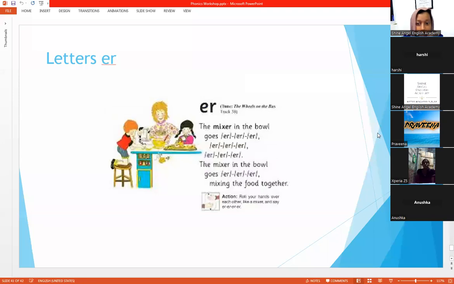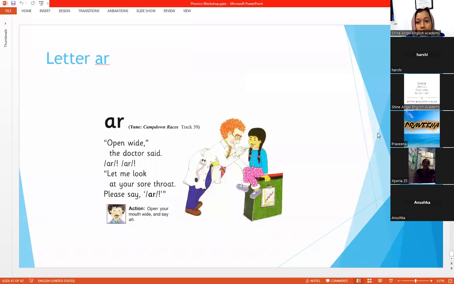And the next one is ER. So here you are going like this, like a mixer. The mixer in the bowl goes, er. This is ah. Open the mouth like the doctor is examining your mouth, you say ah, ah.